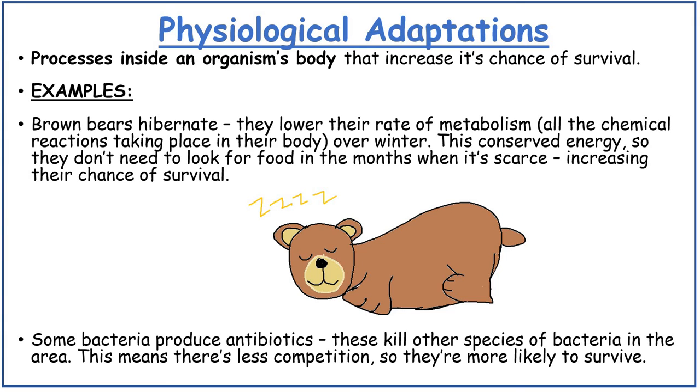Physiological adaptations. These are processes inside an organism's body that increase its chance of survival. So some examples. Brown bears hibernate. They lower their rate of metabolism over winter. This conserves energy so that they don't need to look for food in the months when it's scarce, increasing their chance of survival. Some bacteria produce antibiotics. These kill other species of bacteria in the area. This means there's less competition, so they're more likely to survive.